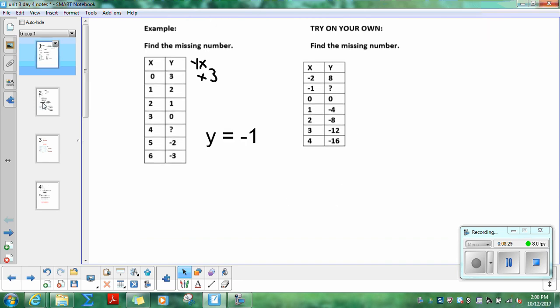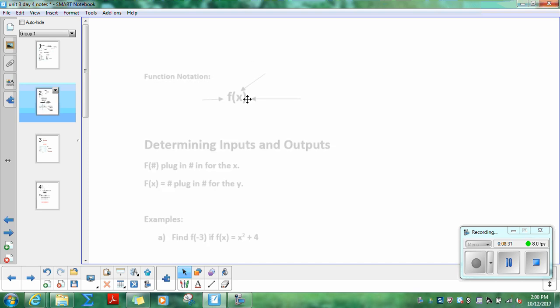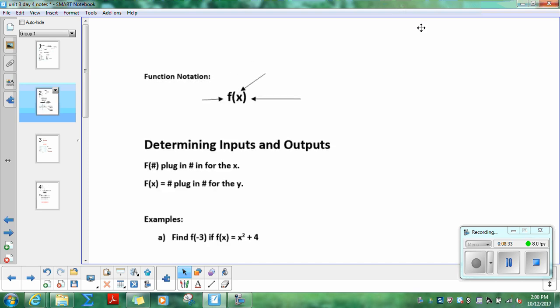Okay, moving on to page 2. Alright, so you have all this already. Remember, function notation, that means that it's a function, okay? This little x in here, that's your input value. That's the x value that you put into the machine. And f of x, which we said was the same thing as y, is your output. So whenever you see f of x equals something, that means your output is that.